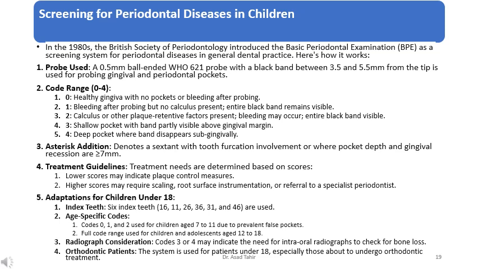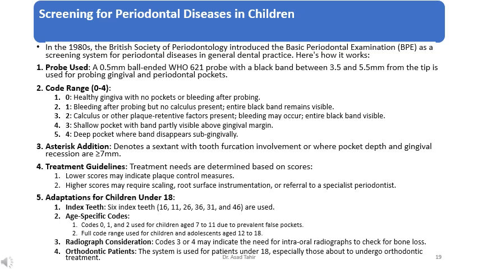Adaptations for children under 18. Index teeth: 6 index teeth, 16, 11, 26, 36, 31, and 46, are used. Age-specific codes: codes 0, 1, and 2 are used for children aged 7 to 11 due to prevalent false pockets. The full code range is used for children and adolescents aged 12 to 18.